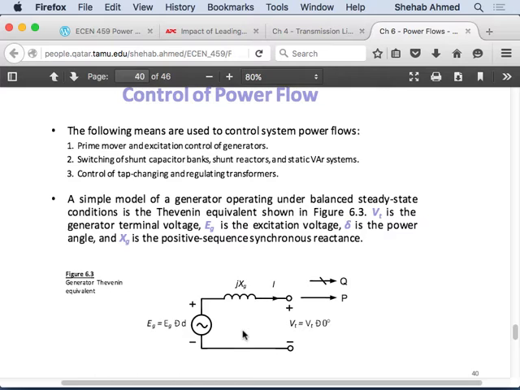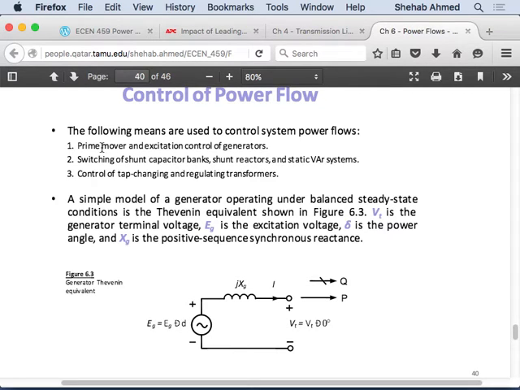The other main control circuit is what is called the prime mover or governor control circuit. The prime mover or governor control circuit is what is controlling the input torque to the generator, which is eventually controlling the angle between that generator and its neighbors. So these are the two main control circuits in the system. Okay? How else can you control power flow?